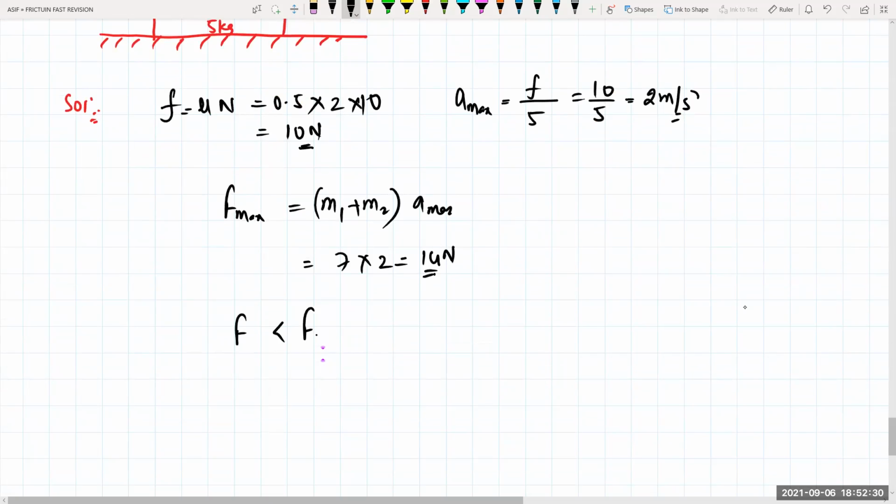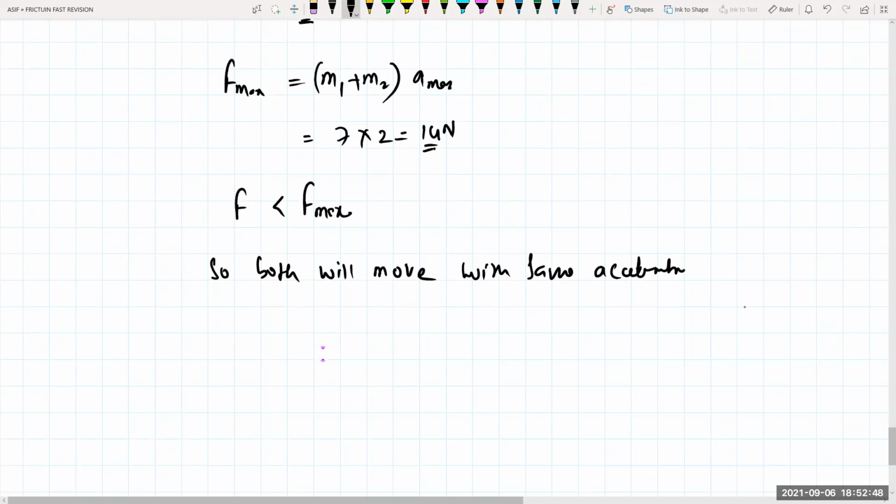So F is lesser than your what? F max. So yes, both will stay in contact and they won't slip. They'll accelerate together. Both will move with the same acceleration. Smartly, the question has been given: instead of asking the common acceleration, it asks what is the acceleration of your lower block.